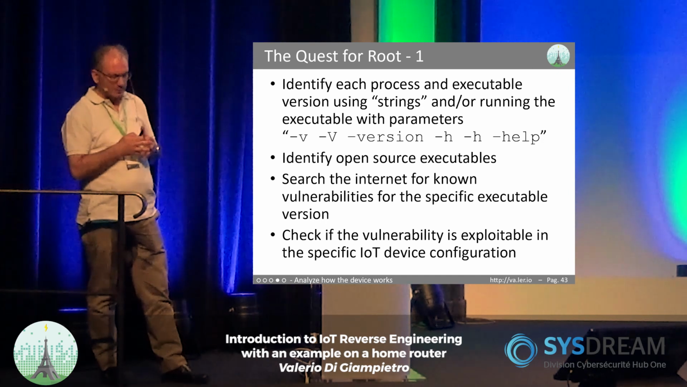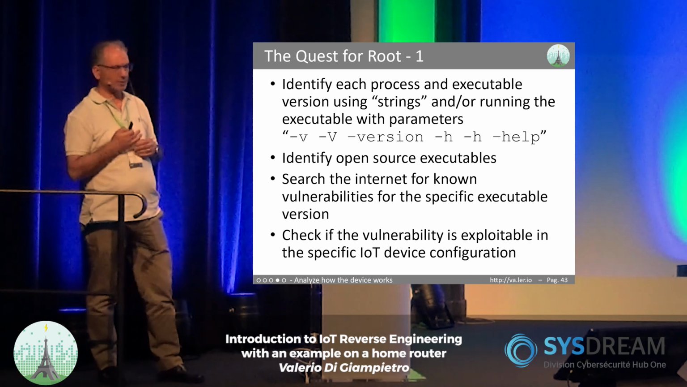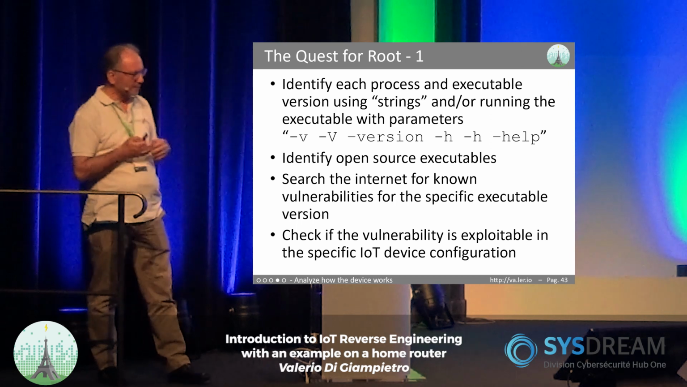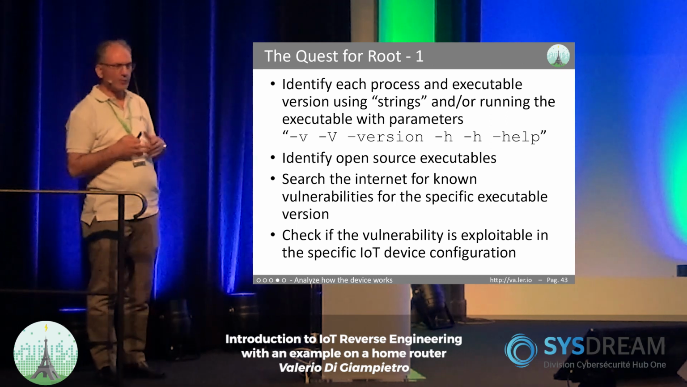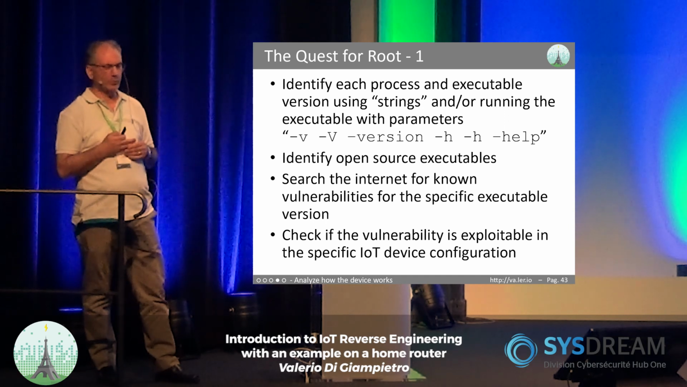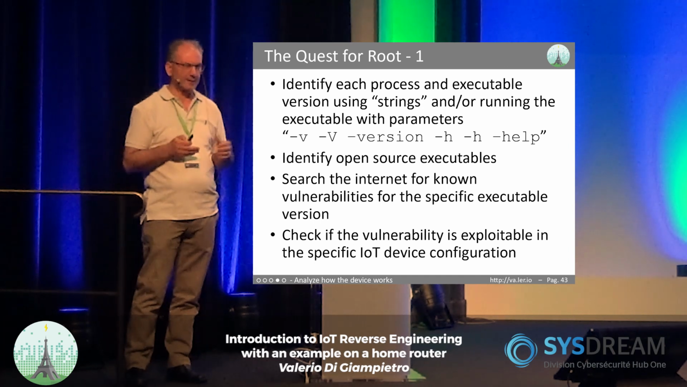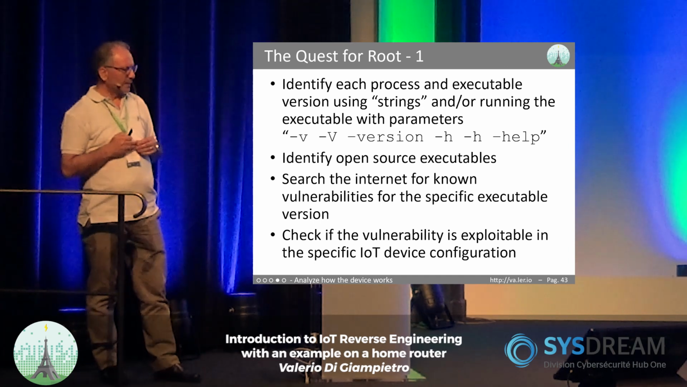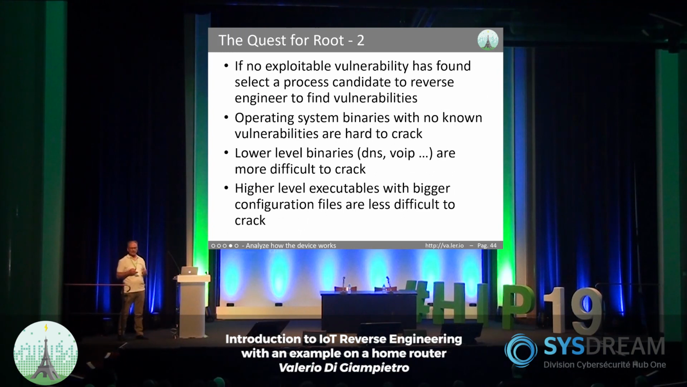In this way, we can identify all open source executables and their versions, and we can search the internet for known vulnerabilities for the specific executable version. If some vulnerability is found, we have to check that it is exploitable in the specific IoT device configuration, because often vulnerabilities are exploitable only under certain circumstances. If no exploitable vulnerability has been found, as in this case, we have to select a process candidate to reverse engineer in our emulated environment to find vulnerabilities.